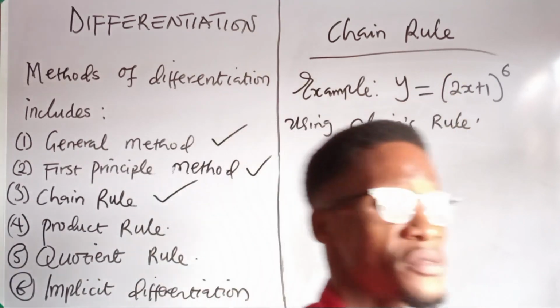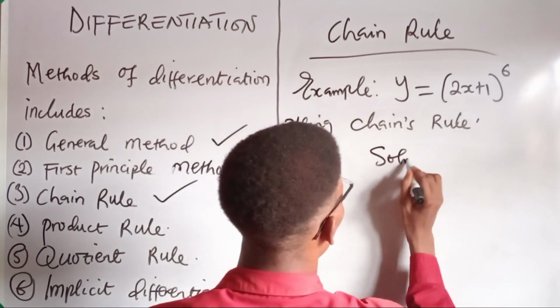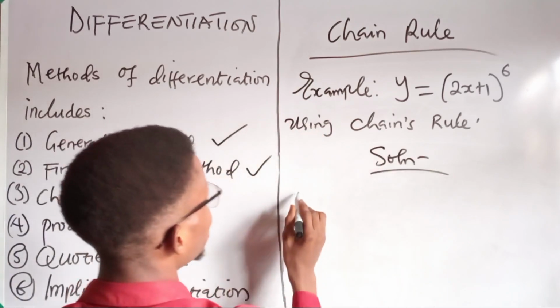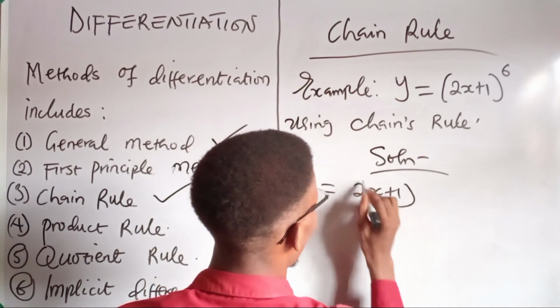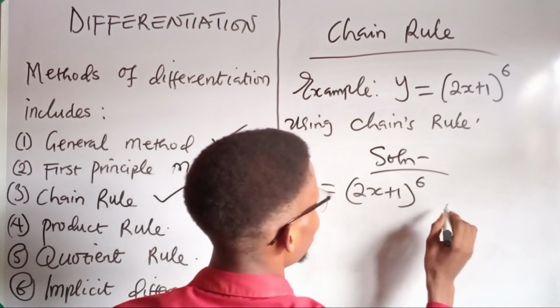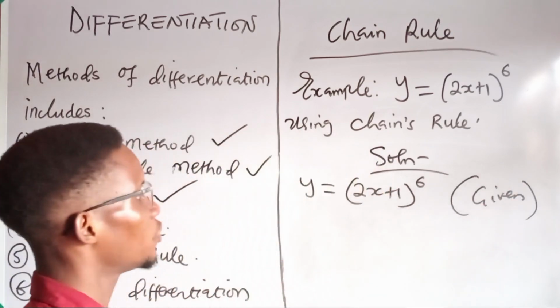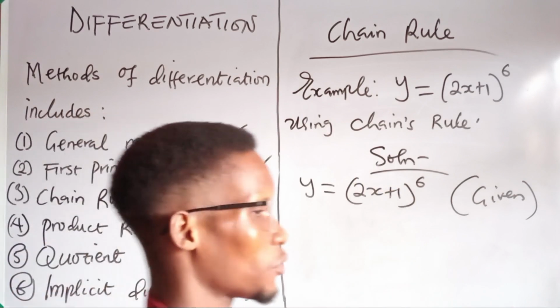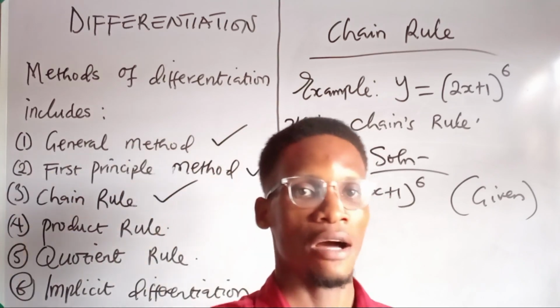When you are asked to differentiate something of this type, we just write solution. Then we are given y equals to 2x plus 1 raised by 6. You know that this is a function of function because it is a function that depends on another function in order for it to have its value.